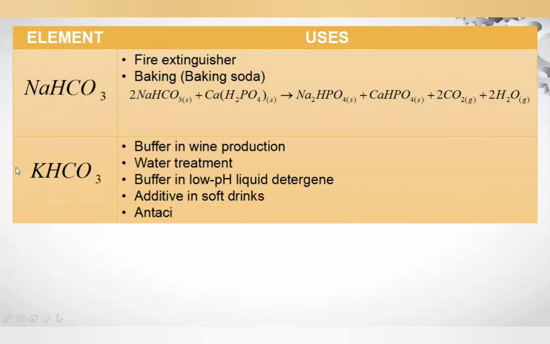Next is potassium hydrogen carbonate. It is used as a buffer in wine production, in water treatment, as a buffer in low pH liquid detergent, and also as an additive in soft drinks. And the last use is as an antacid.